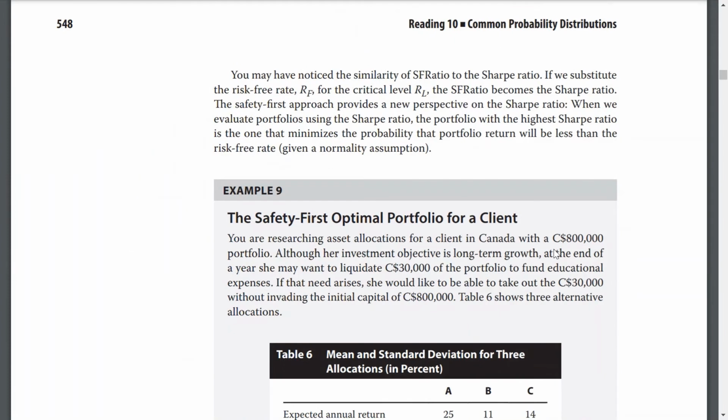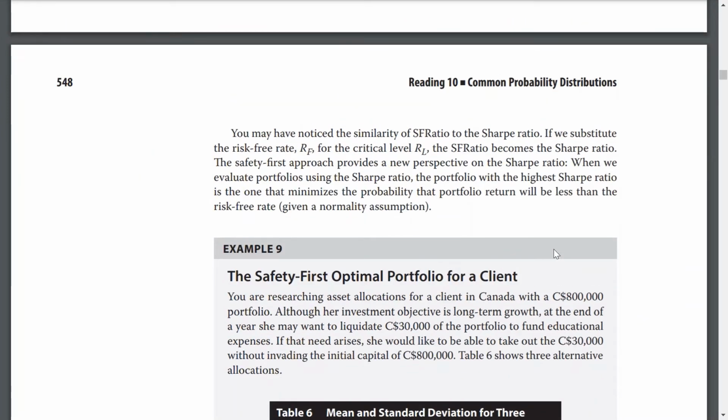You may have noticed the similarity of the safety first ratio and the Sharpe ratio. If we substitute the risk-free rate, RF, with the critical level RL, the safety first ratio becomes the Sharpe ratio. The safety first approach provides a new perspective on the Sharpe ratio. When we evaluate portfolios using the Sharpe ratio, the portfolio with the highest Sharpe ratio is the one that minimizes the probability that portfolio returns will be less than the risk-free rate, given a normality assumption.